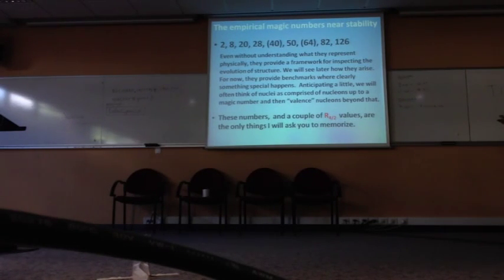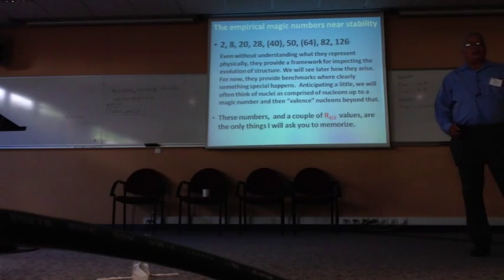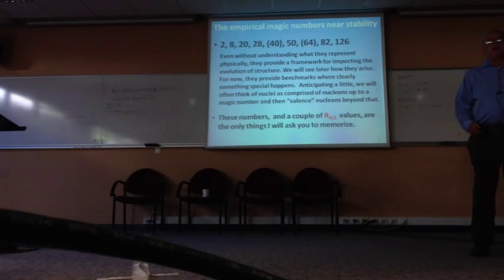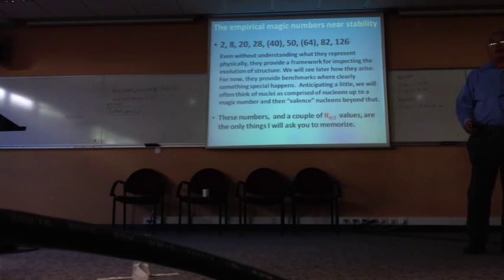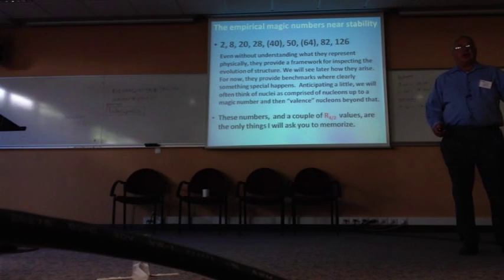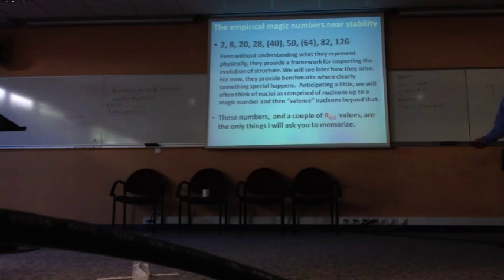And so we will, this is jumping ahead a little, think of nuclei as comprised of nucleons up to a magic number, and then those nucleons beyond that magic number we will think of as valence nucleons. So if I have a nucleus like lead-210, lead has 82 protons, lead-208 has 82 protons, 126 neutrons. Both of those are magic numbers. Lead-210 we can think of, in some approximation, as a magic proton, magic neutron plus 2 valence nucleons. And so we'll talk about valence nucleons often.